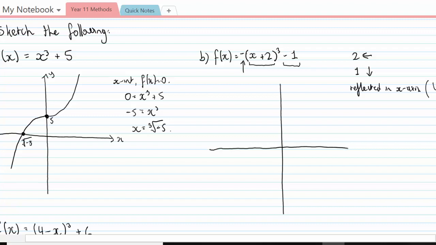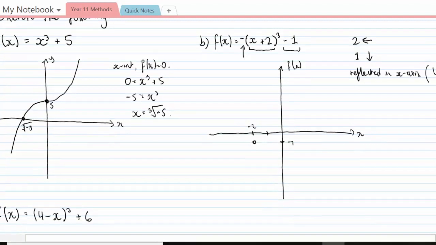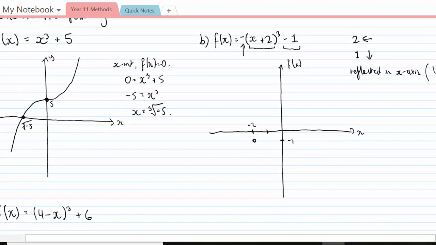Probably should also label this f of x. We go 2 units to the left, 1, 2, and 1 unit down, and that's where our point of inflection is going to be. And we could quite easily calculate, say, a y-intercept or an x-intercept.